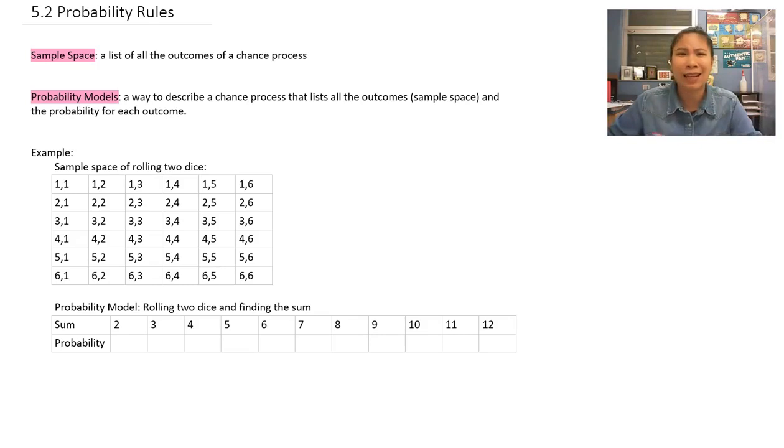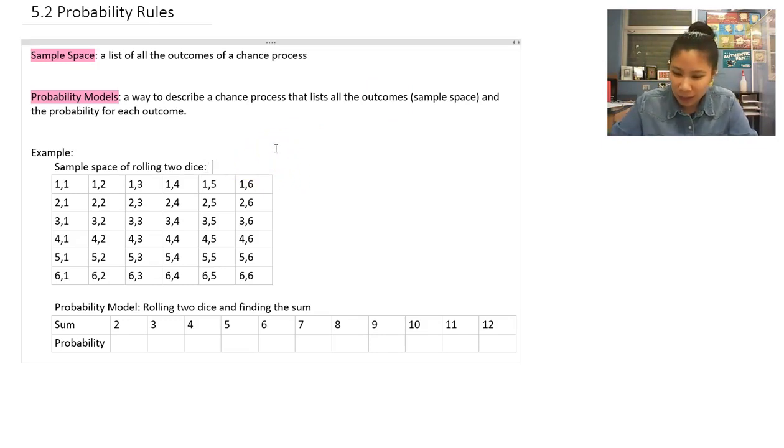You don't have to list it in the table. You could just list it. Sometimes you'll see it listed in the squiggly brackets, these. And so inside would just be the list separated by commas, something like that.